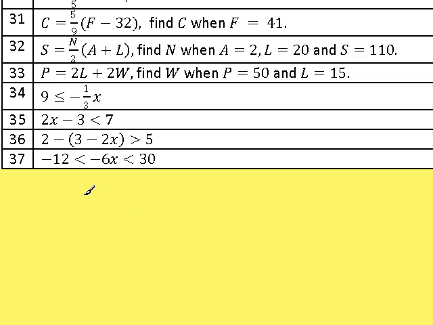Okay, in 37 we have a double inequality. We want to get x by itself in the middle, so we're just going to divide by this minus 6, and we have to do that on all 3 sides. Now because we're dividing by a negative, we have to switch the direction of both of these inequalities like that.